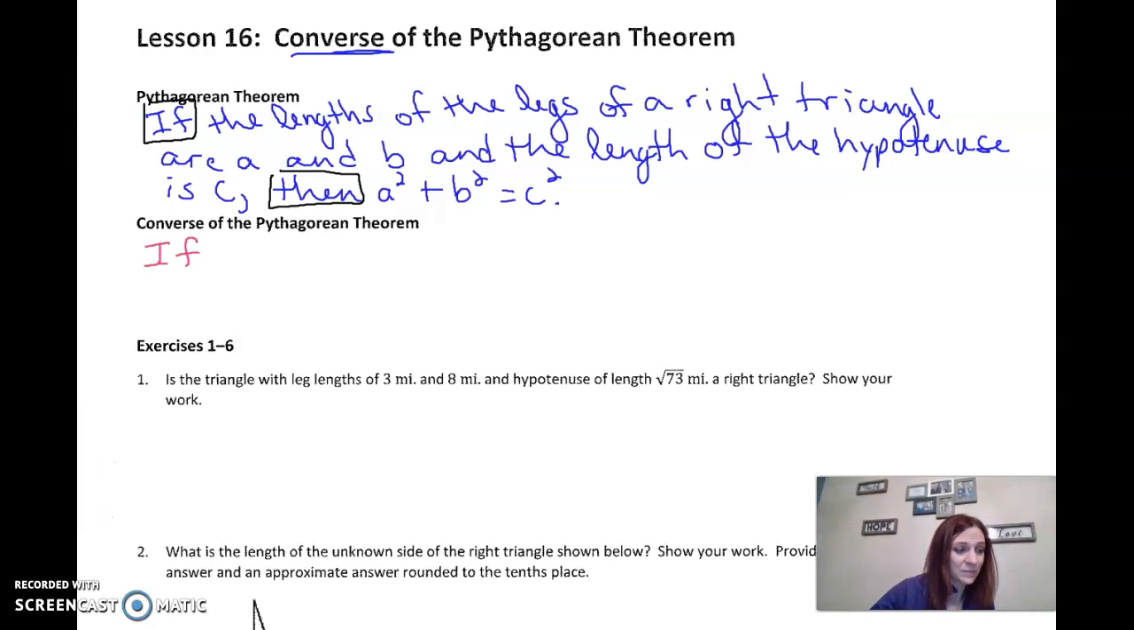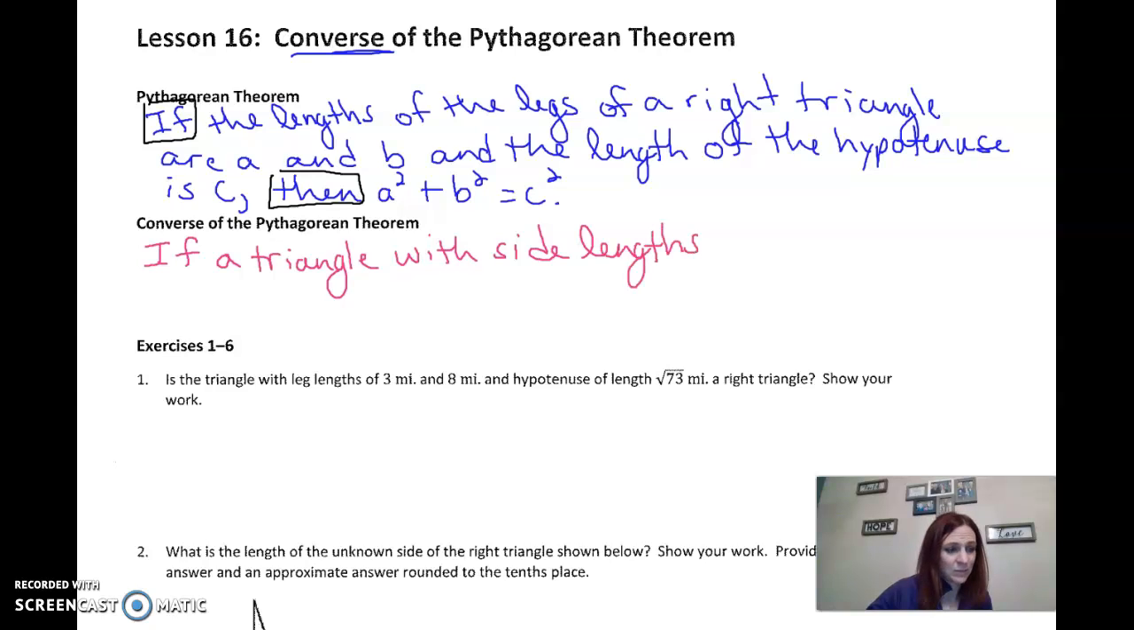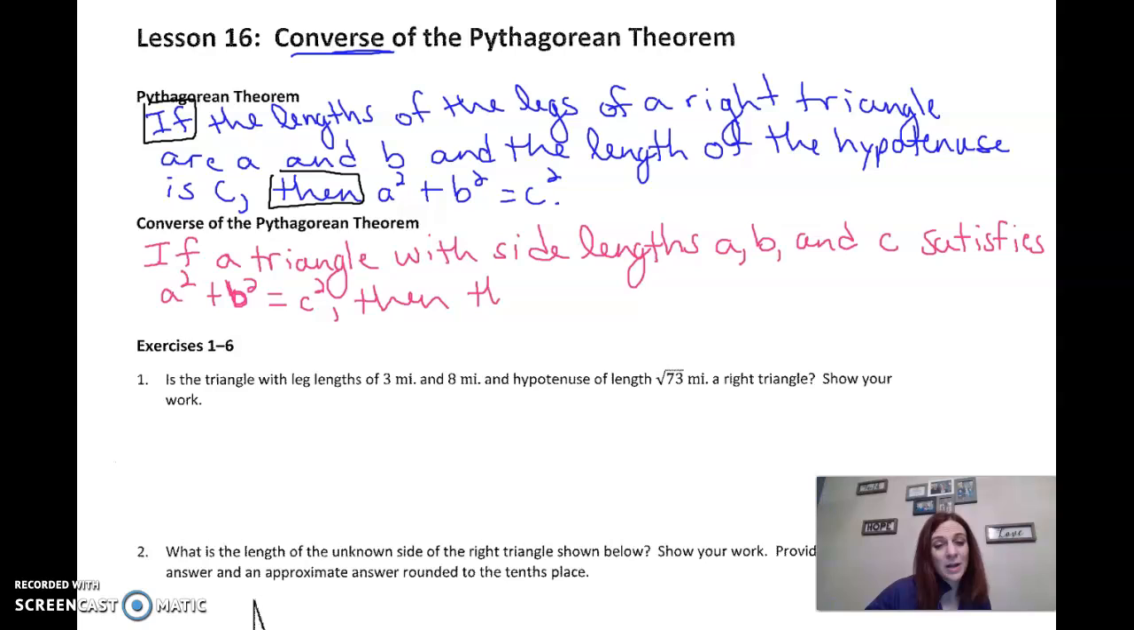If a triangle with side lengths A, B, and C satisfies A squared plus B squared equal to C squared, then the triangle is a right triangle. And hopefully you can read my writing.